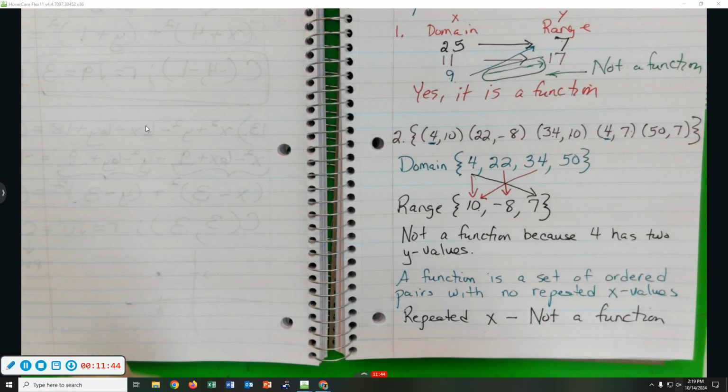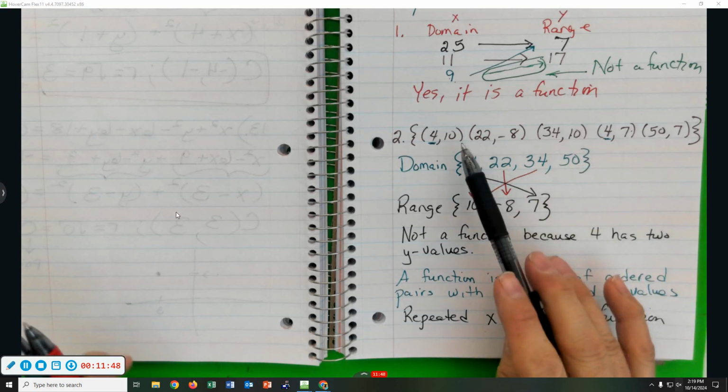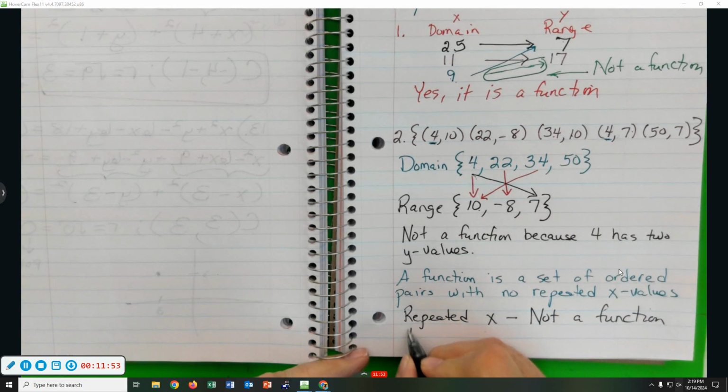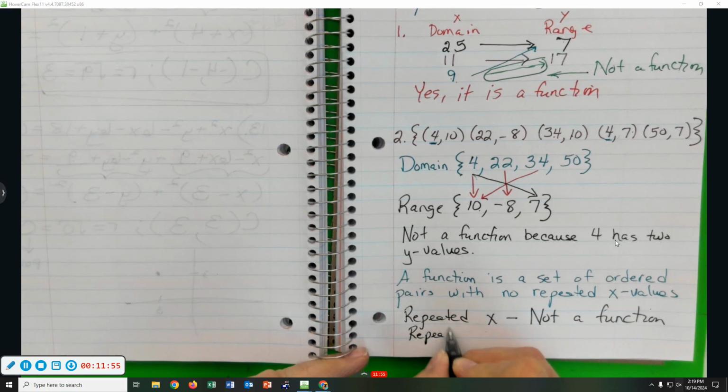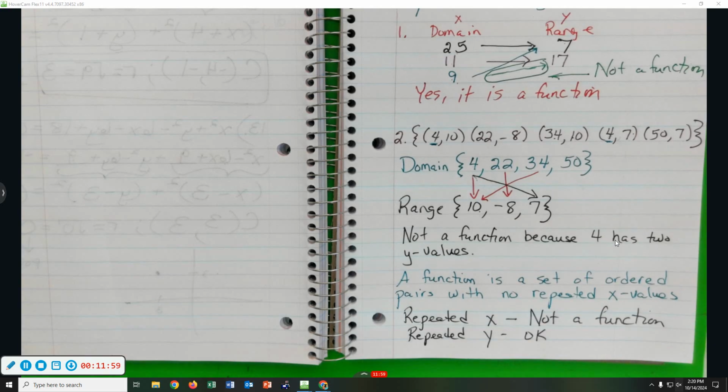Well, what about repeated y's? Like right, look, there's a repeated y, but that's irrelevant, okay? Repeated y means nothing. Repeated y, those are okay. But there can't be a repeated x if it's going to be a function.